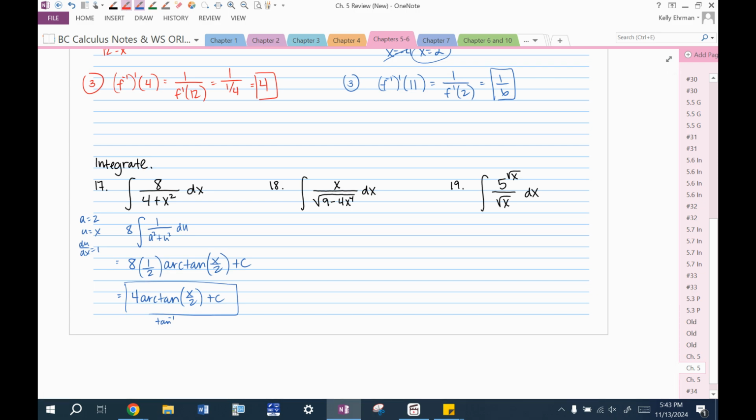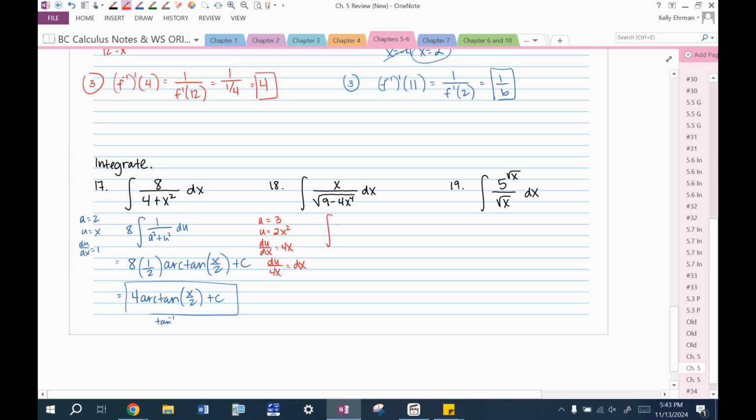All right, number 18. This looks like arc sine. And the reason there's still an x up here is because I have something higher than just x squared. So this is probably going to work out okay. Let's check. So a would be 3. U would be square root of 4x to the 4th, so 2x squared. And then, yeah, du dx is going to be 4x. So we have the x. We want to get 4x here. So I'm going to keep using my substitution thing. I don't want to lose anybody.